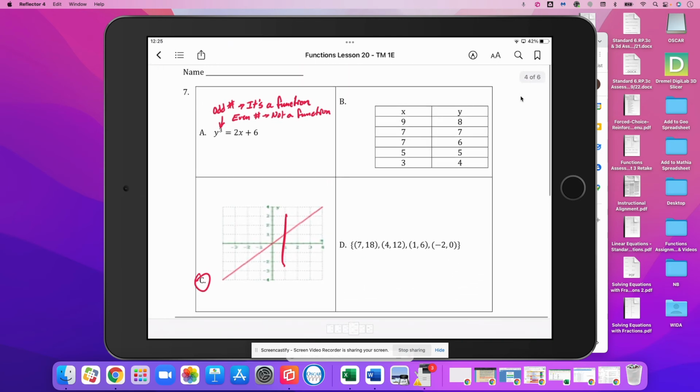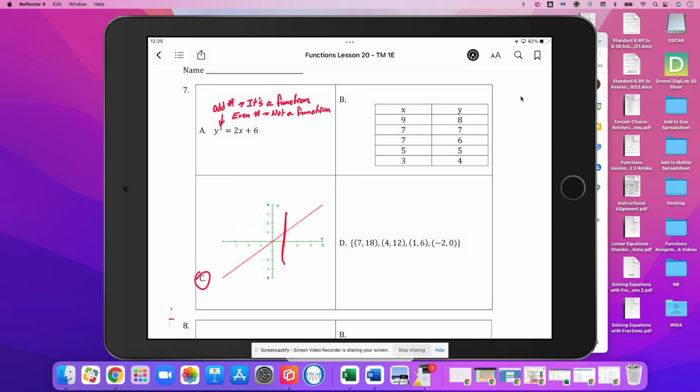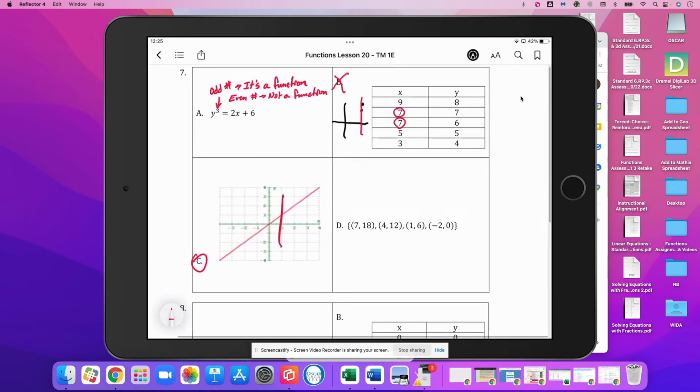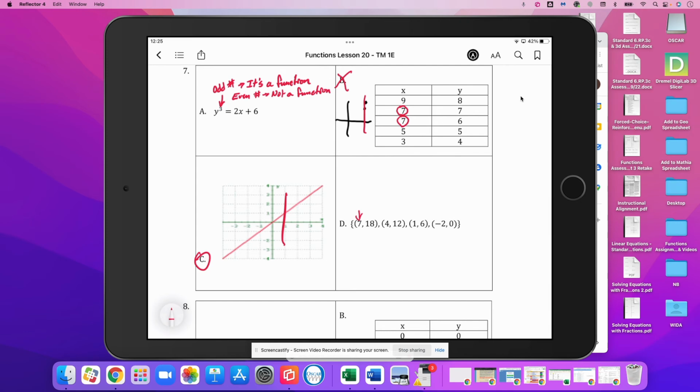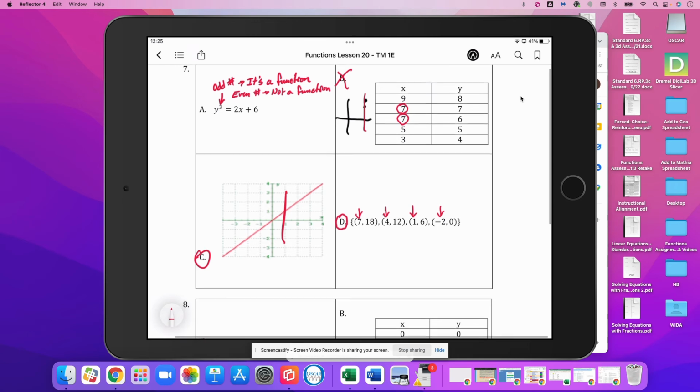Number 7, we have 9, 7, 7, 5, 3, so 7 repeats. That's going to mean that this is not a function, because if I were to graph this, I would have a point at 7, 7 and a point at 7, 6. A vertical line would hit more than one point. Not a function. Last one for number 7 here, we have 7, 4, 1, negative 2. And so no repeats. So yep, that one would be a function.